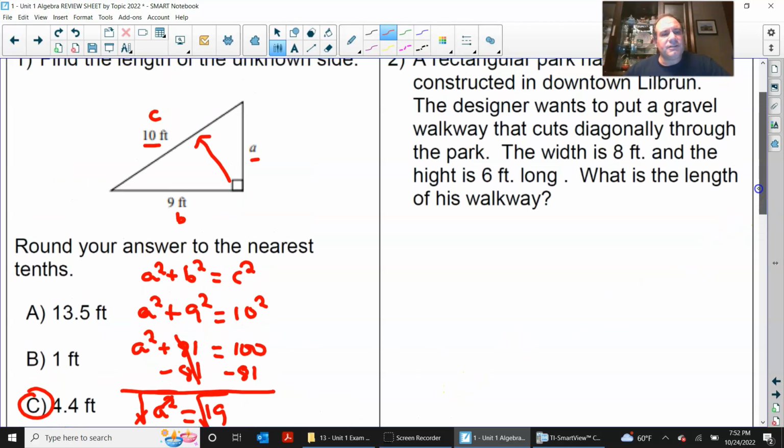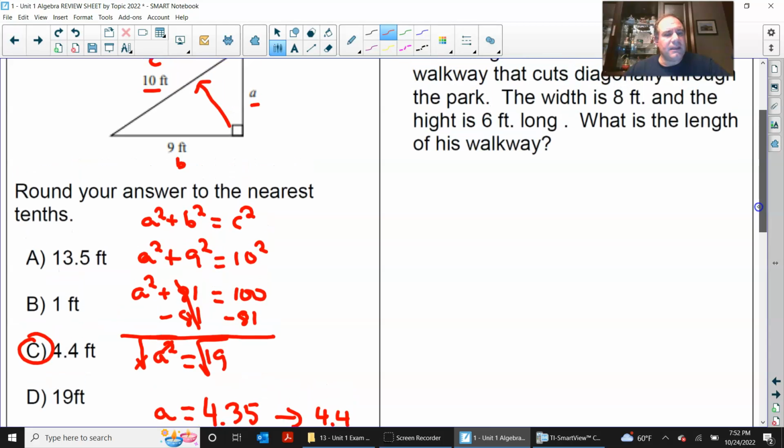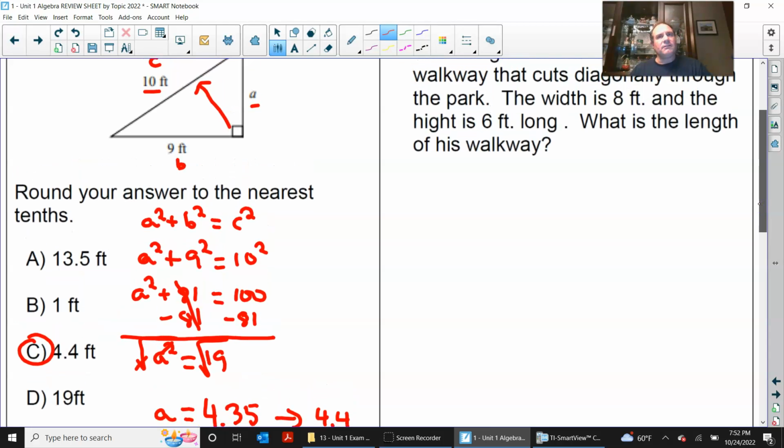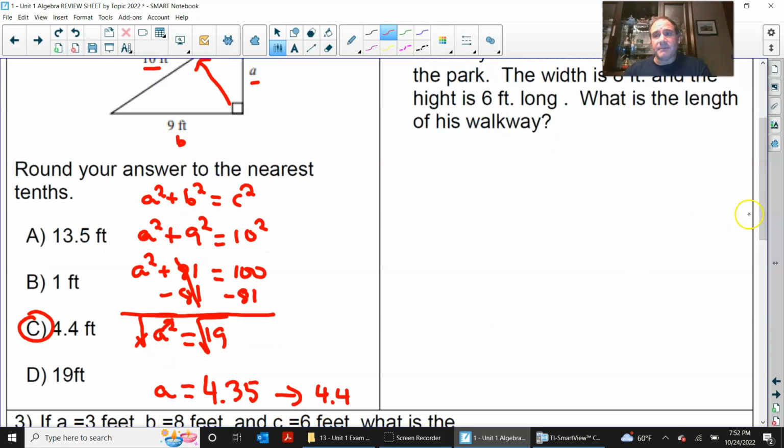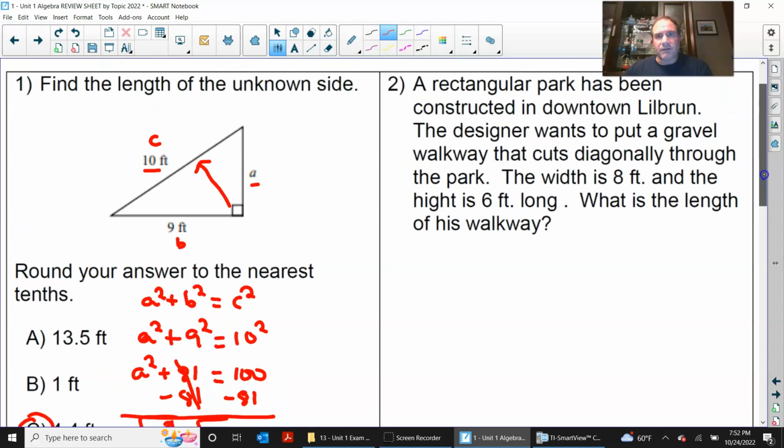Anytime you're missing a side length of a right triangle, you can use Pythagorean Theorem to find that missing side length, just as long as your hypotenuse is in the right spot.